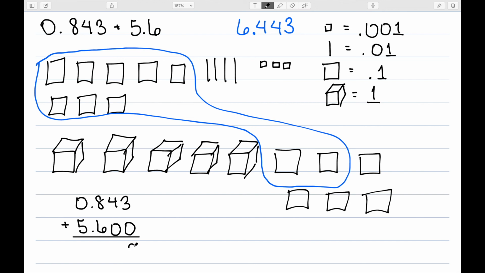3 plus 0 is 3. 4 plus 0 is 4. 8 plus 6 is 14, so we write down the 4 and carry the 1. That indicates that we're taking 10 of these and regrouping it to be the larger block, and there are 4 left over. And then 1 plus 0 plus 5 is 6. And the decimals once again line up, so 6.443.